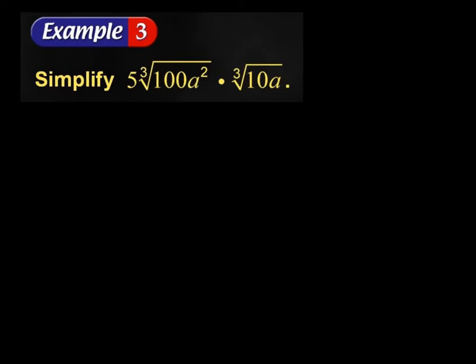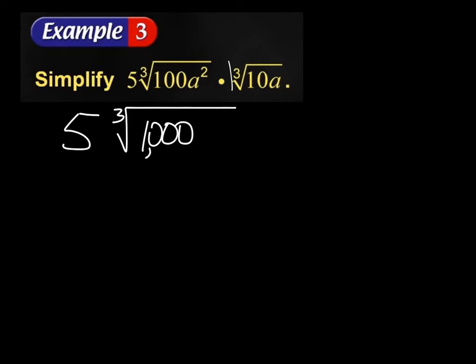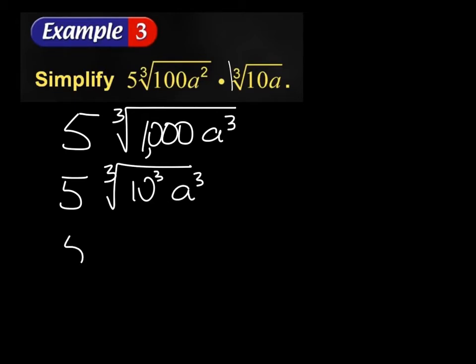To simplify, I don't have a number in front of the radical here, so I guess I could just think of that as a 1. So I'm just going to multiply 5 times 1 is 5, and then multiply the things under the radical. So 100 times 10 is 1,000, and a squared times a is a cubed, which both happen to be, happy for us, perfect cubes, because 10 cubed is 1,000. So the cube root of 10 cubed is just 10, and the cube root of a cubed is a, so 5 times 10 is 50, and we have an a.